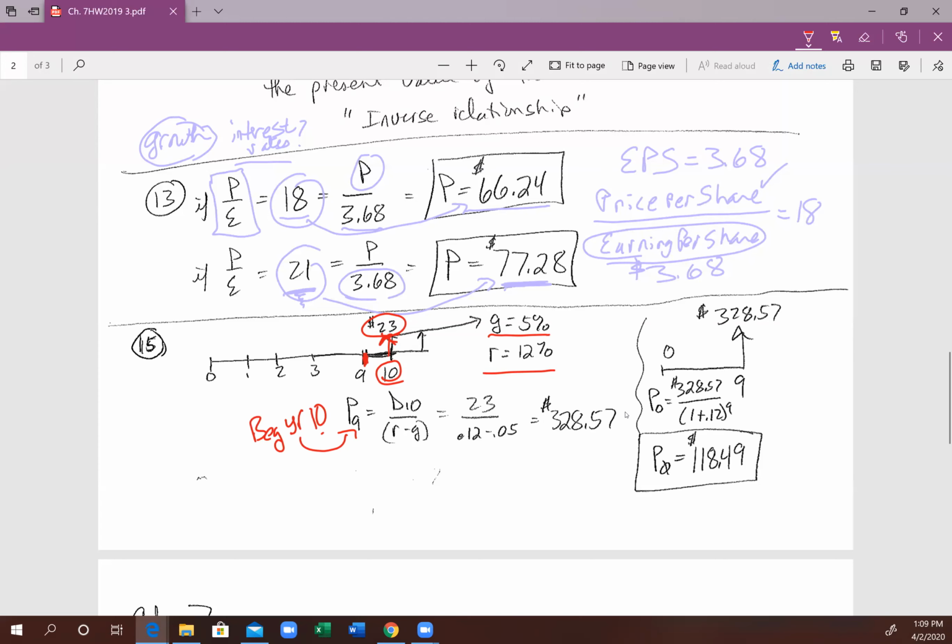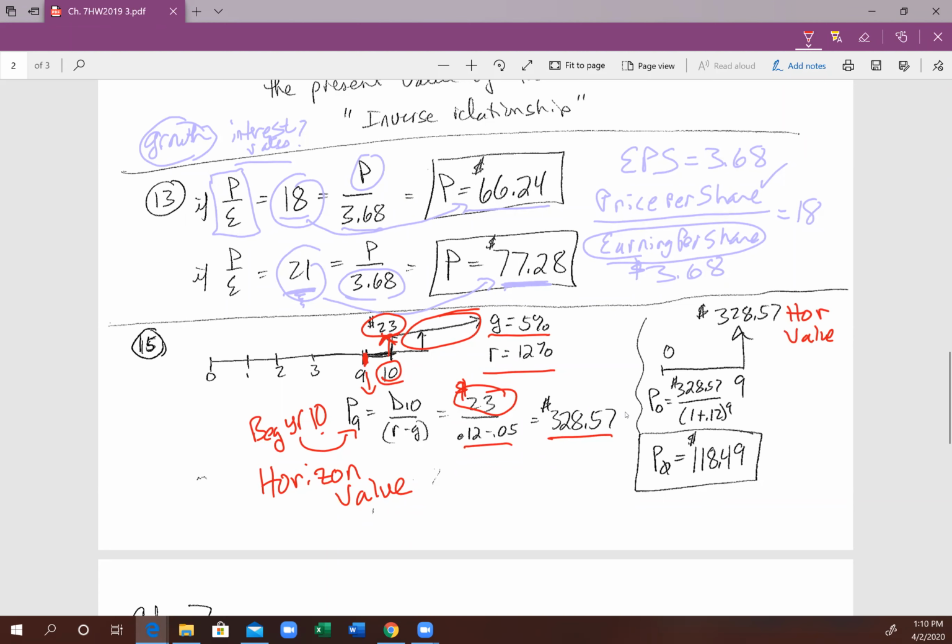So P9 is what's referred to as our horizon value. We're taking a constant growing perpetuity and converting all of these future dividends into a single period cash flow. And the single period cash flow turns out to be $328.57. That is, P9 is equal to D10 divided by R minus G. R is 12%, G is 5%. So P9 is our horizon value.